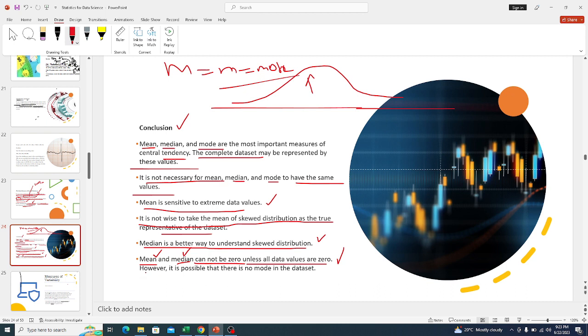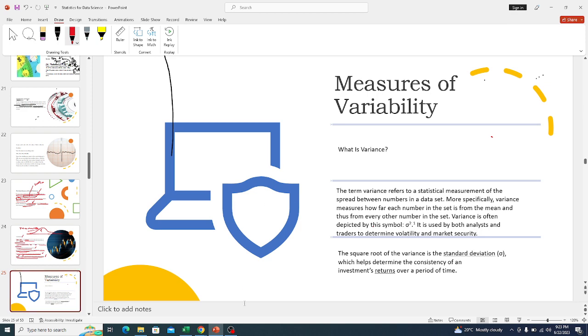Yes, however, it is possible that there is no mode in a dataset. It is very easy to have no mode in the dataset. All right, that's good.